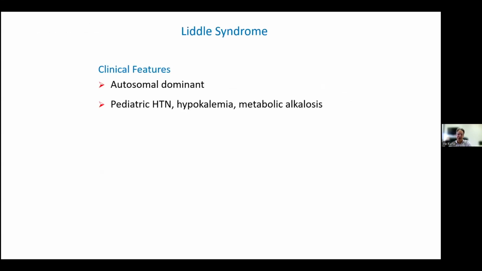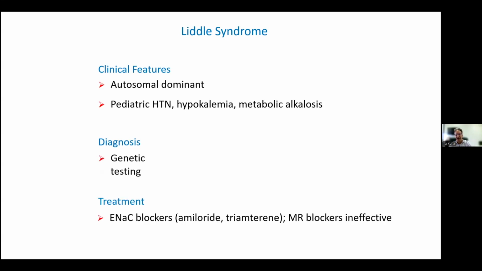So again, just going up 30,000 feet, Little syndrome is a cause of hyporenin and hypoaldo. It's autosomal, one of the many causes. It's usually pediatric. They have hypokalemia and metabolic alkalosis, hypertension, genetic testing if you have it. Treatment is to block ENaC with amiloride or triamterene, as you might expect.